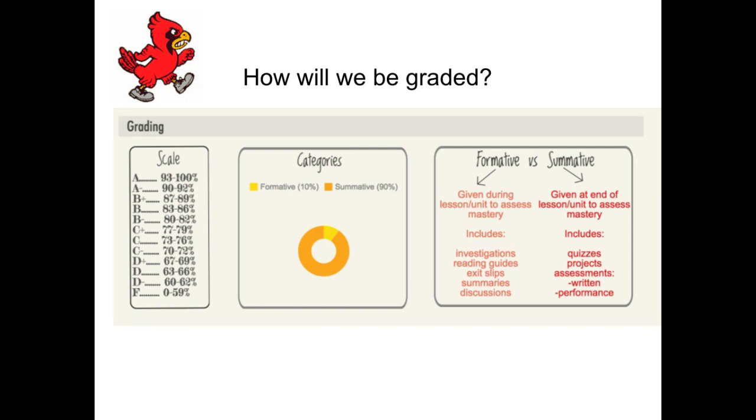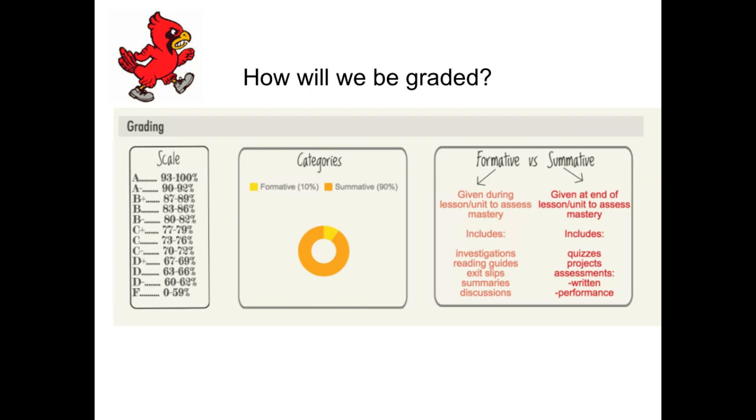Think of that as going to practice. And then a summative is given at the end of the lesson or a unit to assess mastery. That would be quizzes, projects, assessments, written or performance. We might have a lab that's graded. We might have a written assessment. We might have a quiz or a project. If you think about it in terms of sports, the formative would be basketball practice, and the summative would be the game.